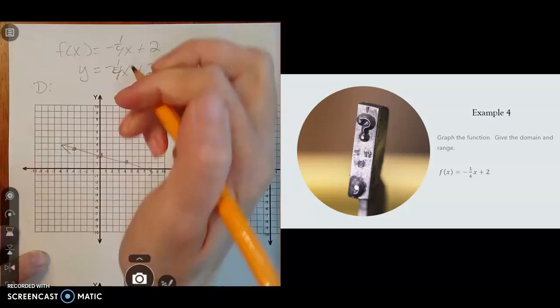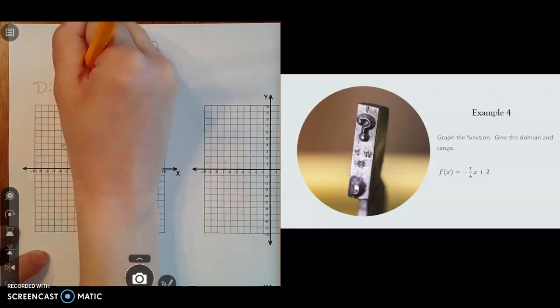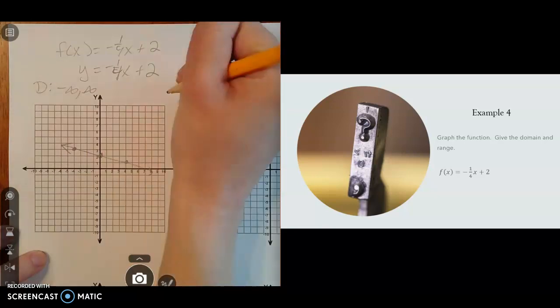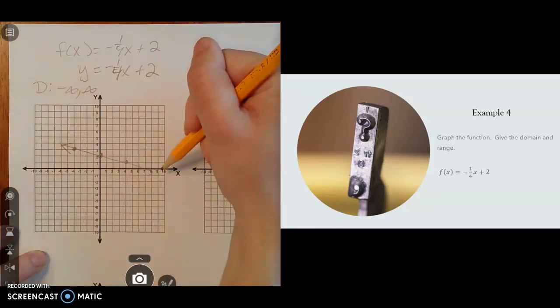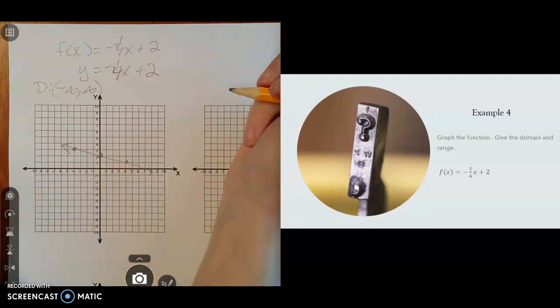So domain, how far left do I go? I keep going forever, so that's negative infinity. How far right do I go? It's positive infinity. It keeps going forever. It doesn't miss any points in the middle. So that's my domain. It's all real numbers, negative infinity to positive infinity.